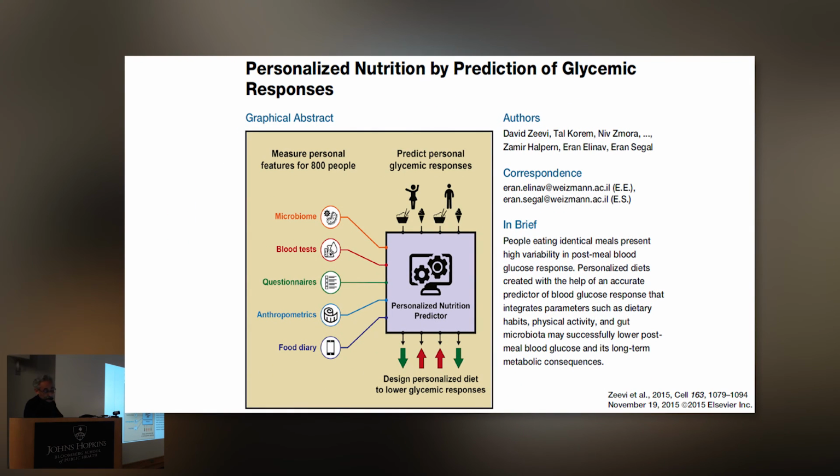Another approach, published last year and very interesting, used the microbiome data, blood tests regarding glucose levels, dietary questionnaires, anthropometrics, what their BMI was, and food diaries, and put this into an algorithm that predicted very well the glycemic index response to different foods in these individuals. So this is another approach. There are many ways you can use the information that is at hand.